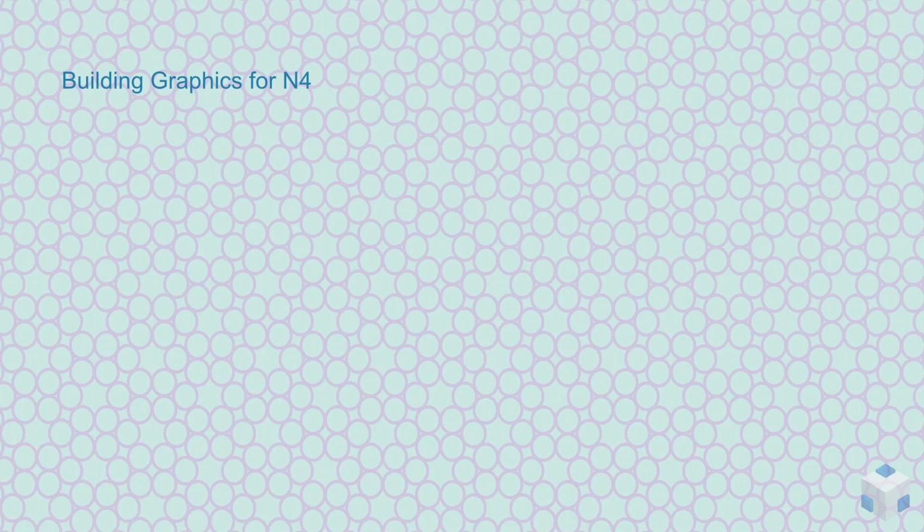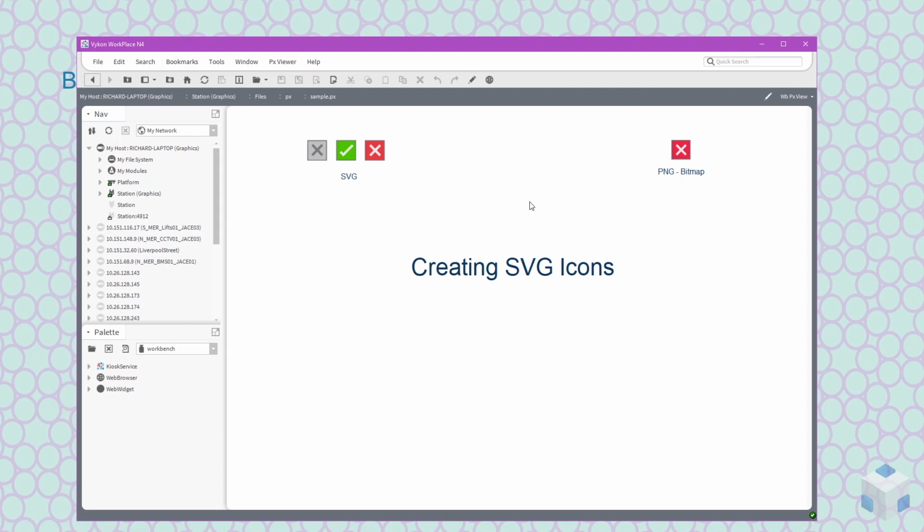Hi, my name's Richard Jocelyn and I'm going to show you how to create a number of icons which can be used within Niagara N4. Now on the screen we have 4 icons, 3 on the left which are SVGs or Scalable Vector Graphics, and 1 on the right which is our conventional bitmap or rasterized image.